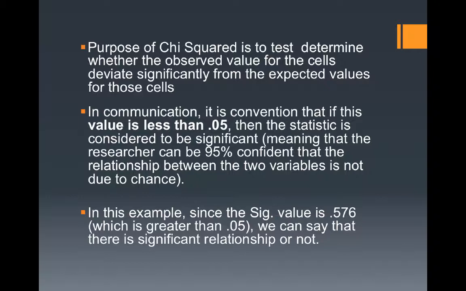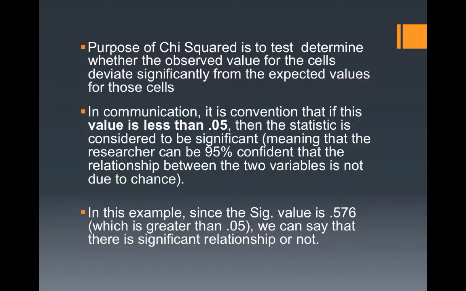The purpose of ChiSquared is a test to determine whether the observed value of the cells deviates significantly from the expected value of those cells. The observed value is what is actually there, but there's an expected value based on the mean of all of the values in the actual test.